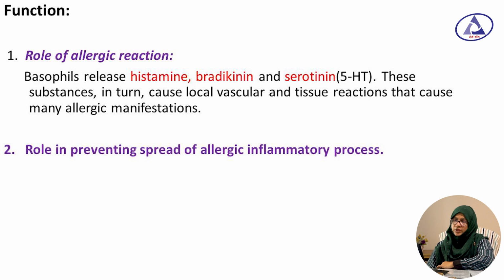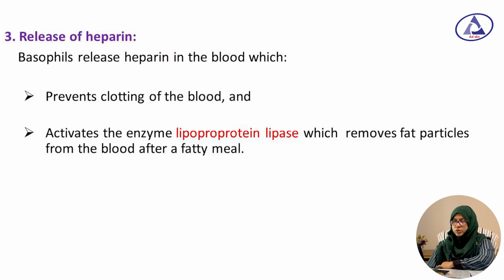So let us discuss the functions. Number 1, role in allergic reactions. Basophils release histamine, bradykinin, serotonin, and 5-hydroxytryptamine. These substances in turn cause local vascular and tissue reactions that cause many allergic manifestations. Number 2, role in preventing the spread of allergic inflammatory processes. Number 3, release of heparin. Basophils release heparin into the blood, which prevents clotting of the blood and activates the enzyme lipoprotein lipase, which removes fat particles from the blood after a fatty meal.